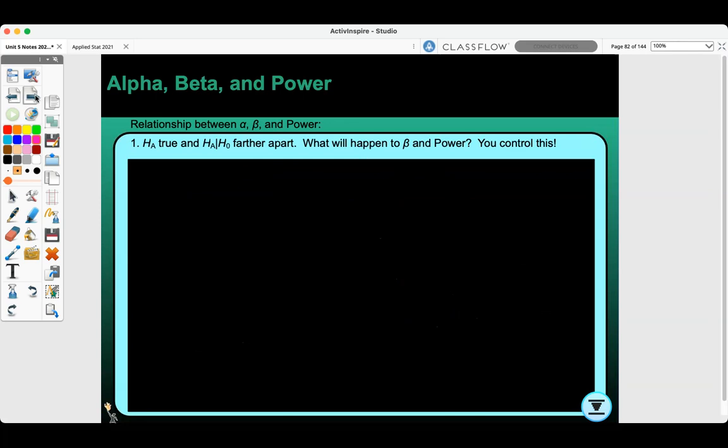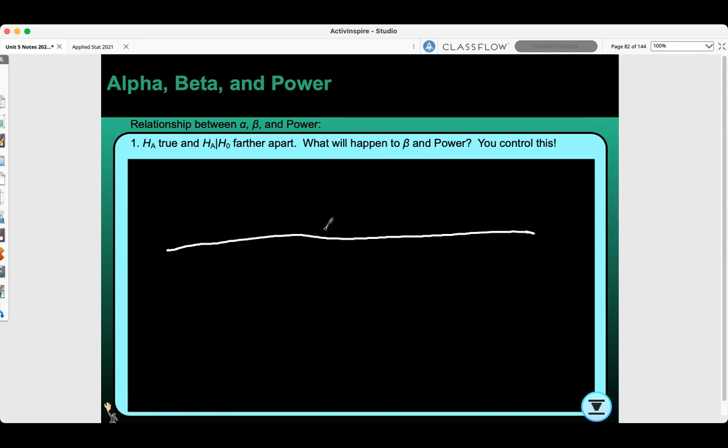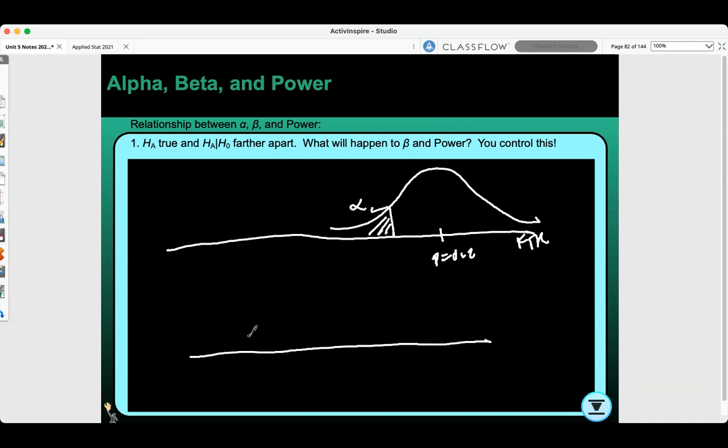What if the alternative hypothesis is true, and the alternative hypothesis, given the null hypothesis, is farther apart? What happens to beta and power? We control this. So let's go ahead and draw our original picture. So we have our probability of 0.2. Here we have our alpha, this region here. This is the fail to reject region. This is our rejection region. And they're saying that these are further apart.